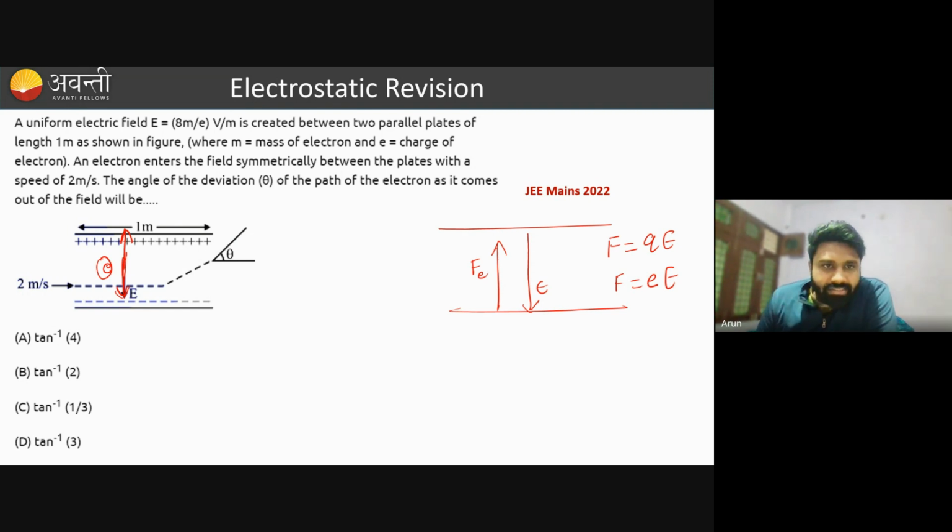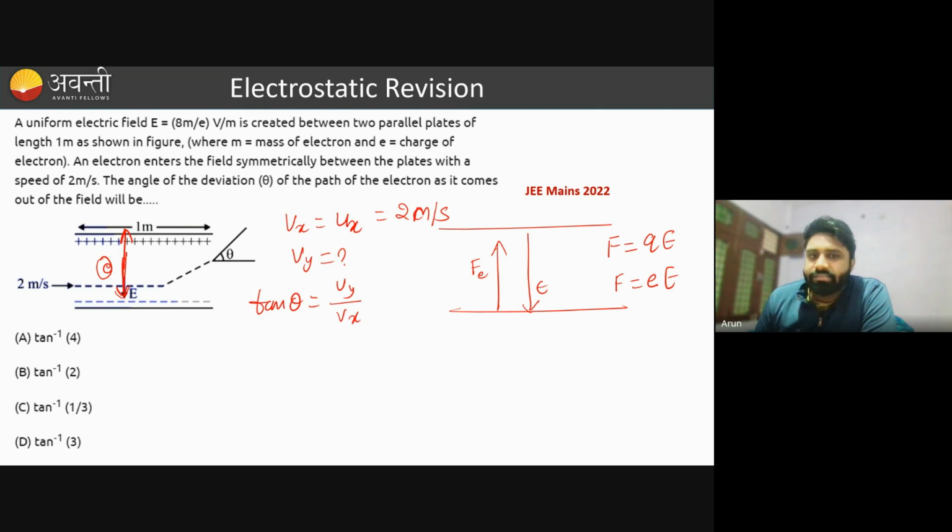If we calculate, we know the Vx. We know Vx is equal to Ux, because in the x direction there is no acceleration, there is no force acting in the x direction. So this velocity in the x direction will remain constant at 2 meter per second. But there is a force in the vertical direction. So we need to calculate Vy, because to calculate this deviation, we need the formula tan theta is equal to Vy by Vx.